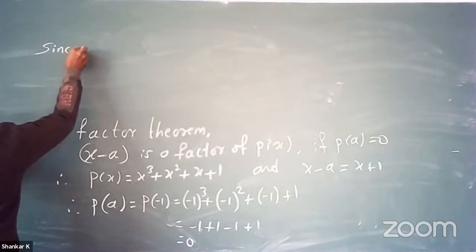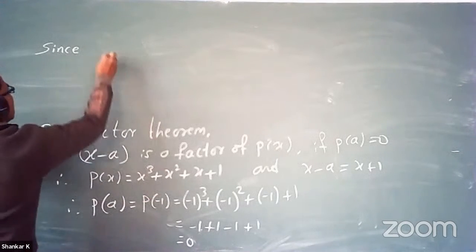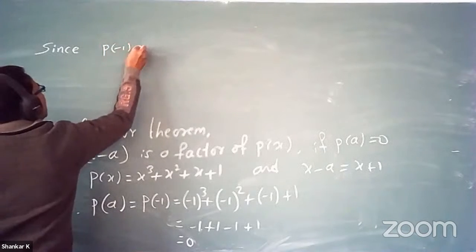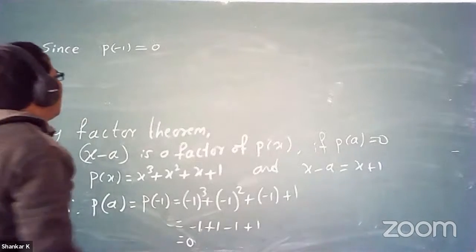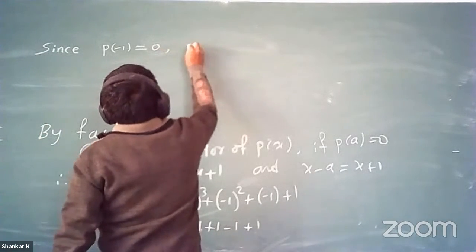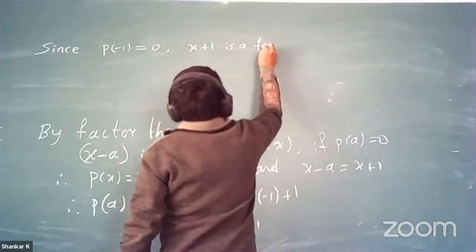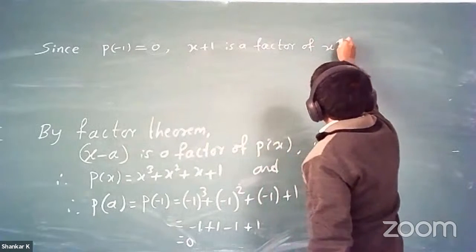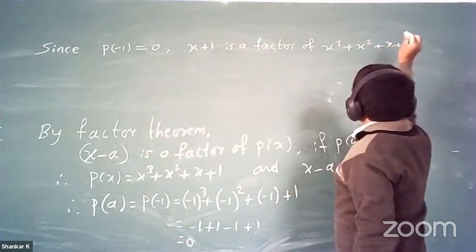Since what you have calculated is p of a, p of a is p of minus 1. Since p of minus 1 is 0, it means the remainder is 0. Therefore, x plus 1 is a factor of x cube plus x square plus x plus 1. It's different.